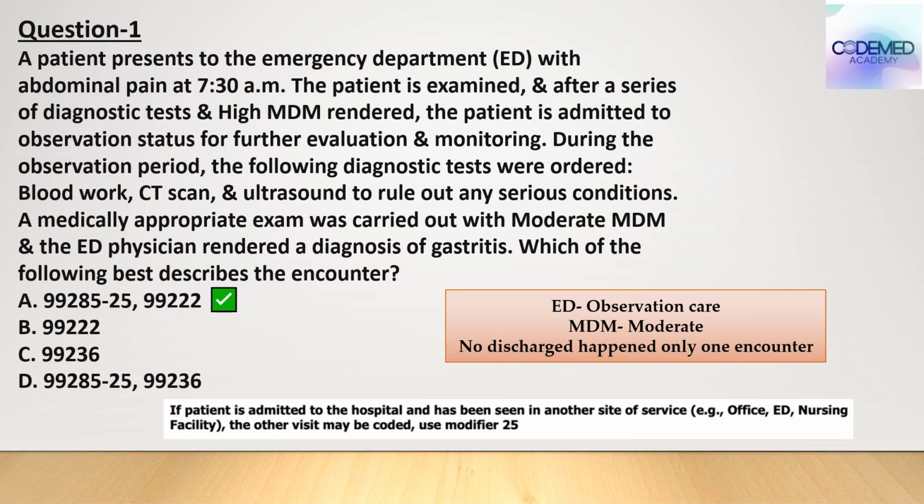The correct answer: the first code is for the ED. We put the modifier, and between 99222 and 99236, this is for the initial day and this is for the subsequent day. So we are going to code for the observation status, moderate MDM. And why are we not taking subsequent? Because the ED and observation status are not the same location. The observation status and the hospital, yes, we can consider, but this is a different location. So we will be going with 99222 and look for the MDM, that is moderate.